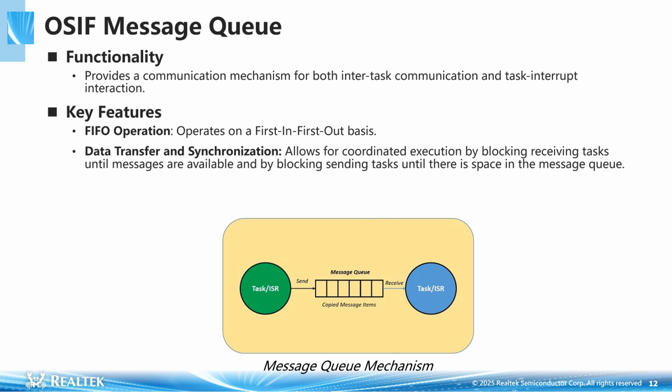Let's move on to OSIF Message Queue. This is a crucial component for inter-task communication in RTOS environments. The primary functionality of OSIF Message Queue is to provide a communication mechanism between tasks and interrupts. It operates on a first-in first-out (FIFO) basis, ensuring orderly message processing. A key feature of message queues is their ability to facilitate data transfer and synchronization. They can block receiving tasks until messages are available and block sending tasks until there is space in the message queue.